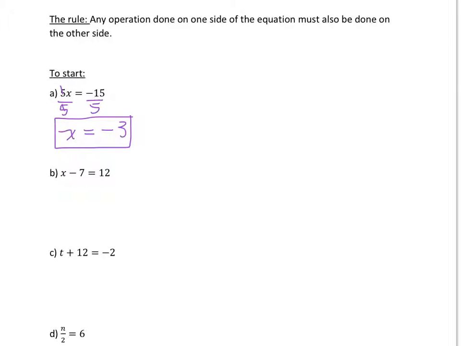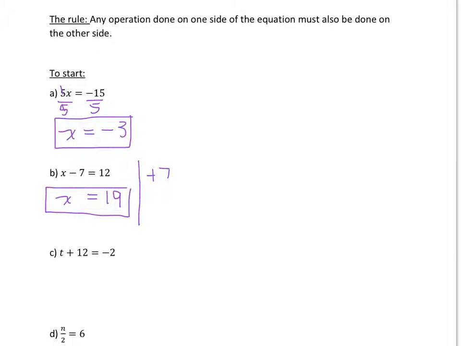In question B, I have x minus 7 equals 12. So the inverse of subtracting 7, the opposite operation, would be to add 7. So if I add 7 to both sides of the equal sign, on the left, I'll now have x, because negative 7 plus 7 gives me 0. And on the right side of the equation, I'll have 19. So x equals 19 is the solution to the equation. And if you think about replacing the value of x with 19, 19 minus 7 equals 12.